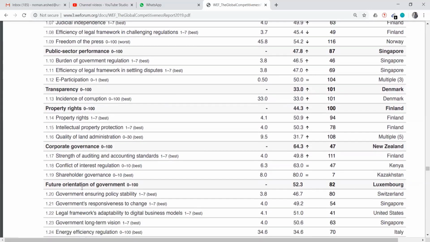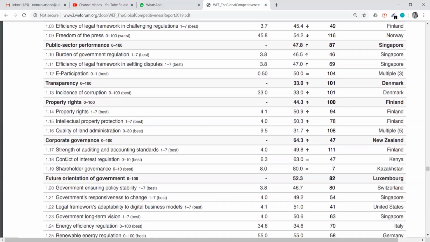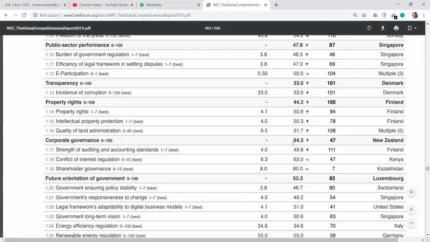Then there's corporate governance. Corporate governance includes the strength of auditing and accounting standards, conflict of interest regulation, and shareholder governance. This is mostly business based. So Pakistan scores 64.3, which is 47 out of 141. New Zealand is on the top.